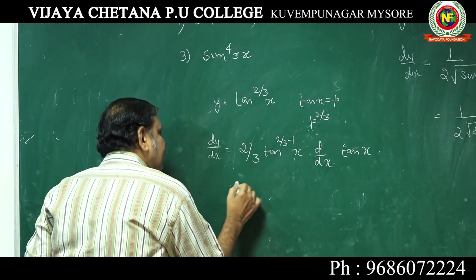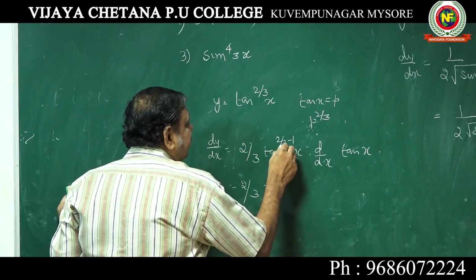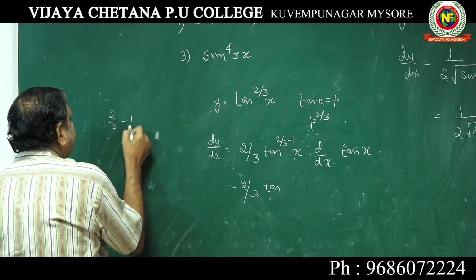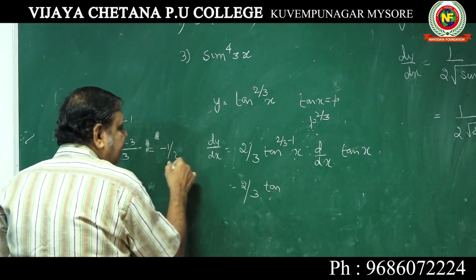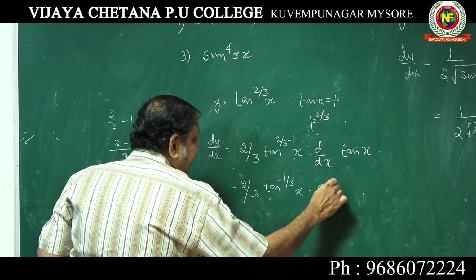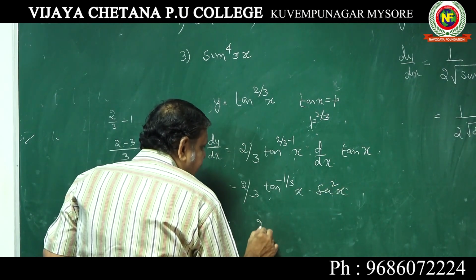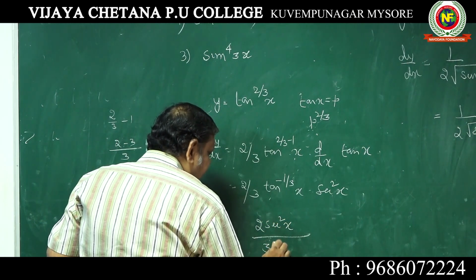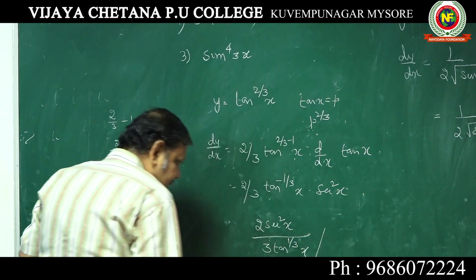Or it is 2 by 3 tan to the power of 2 by 3 minus 1. You can take the LCM: 2 by 3 minus 1, LCM 3, 2 minus 3, so it is minus 1 by 3, tan to the power of minus 1 by 3 x into secant square x. What you can do is bring it down, it will be 2 secant square x by 3 tan to the power of 1 by 3 x. This is the answer.